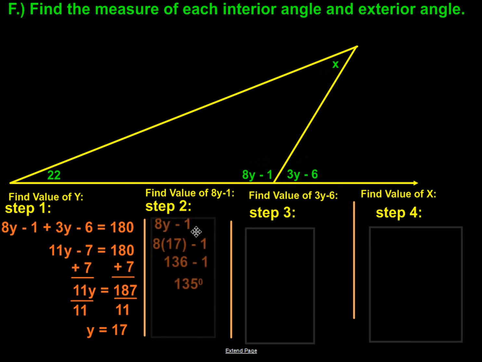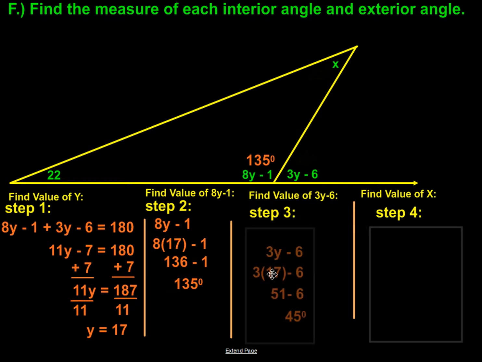So 8y minus 1, 8 times 17 minus 1. 8 times 17 is 136, minus 1 gives me 135 degrees. Now at this point, I could subtract 135 from 180 and determine what this is as well. But since I know y, I'm going to plug it back in and we'll find it that way. So 3y minus 6 is 3 times 17 minus 6. 3 times 17 is 51. Minus 6 is 45 degrees.